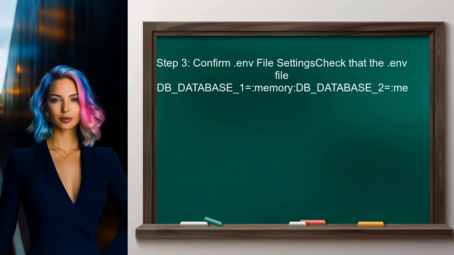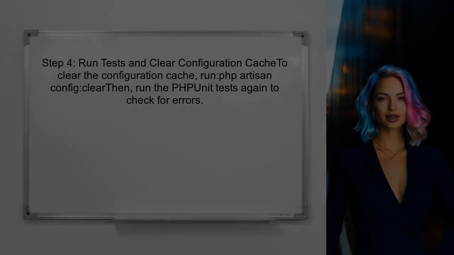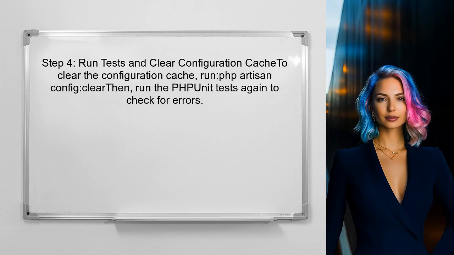Now the user should confirm that the environment variables in the .env file are set correctly. The DB connection should be set to SQLite, and the other database settings should not conflict with the in-memory configuration. Finally, the user should run their tests again. If the error persists, they may want to clear the configuration cache to ensure that Laravel is using the latest settings.